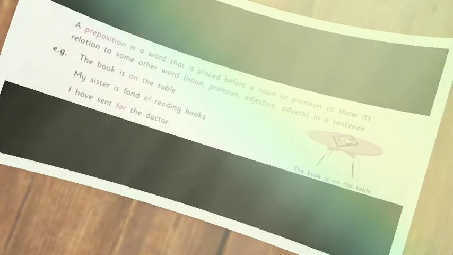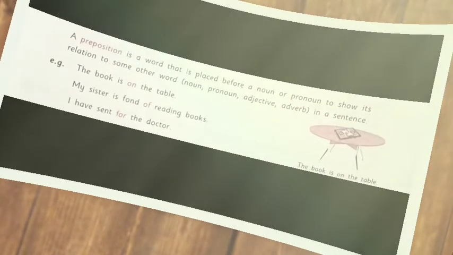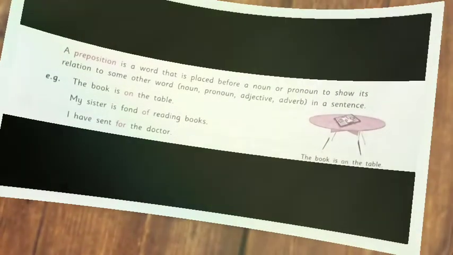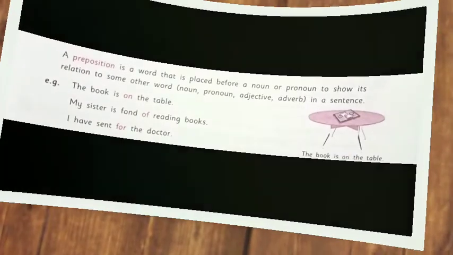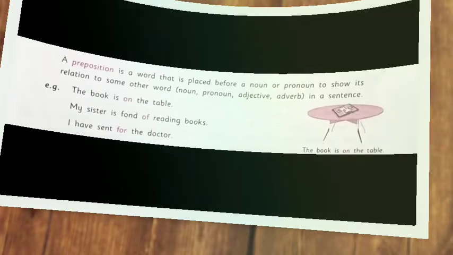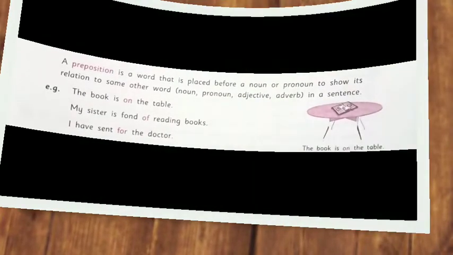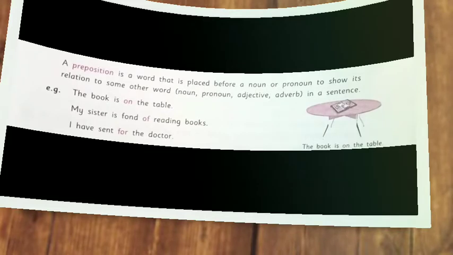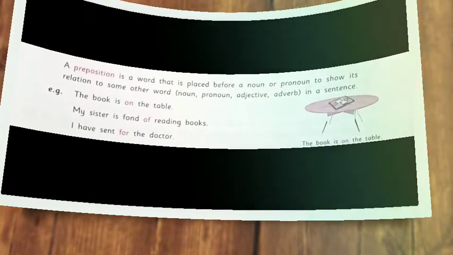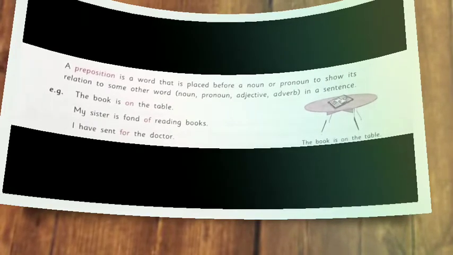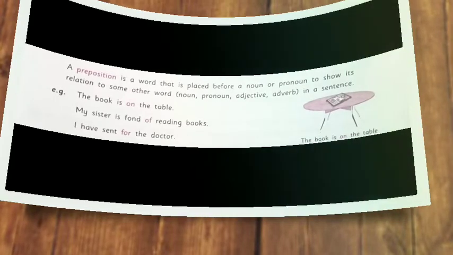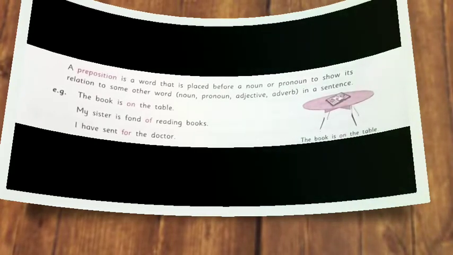A preposition is a word that is placed before a noun or a pronoun to show its relation to some other word in a sentence. For example, the book is on the table. Here, on is the preposition. Is it clear? Okay.